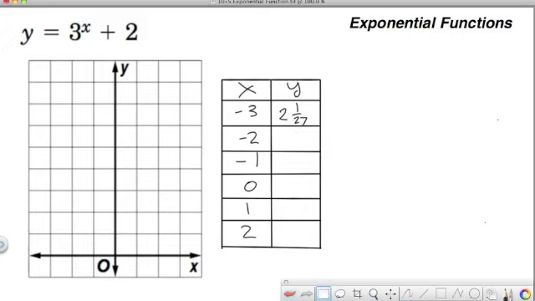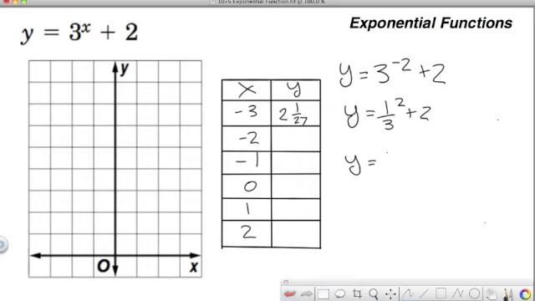The next one we're going to do is the -2 power. So we have Y equals 3 to the -2 power plus 2. Once again, I got to flip this to make it positive, so it's going to be Y equals 1/3 squared plus 2. 1/3 squared is 1/9 plus 2. So Y equals 2 and 1/9. So that's my Y value for that one, 2 and 1/9.